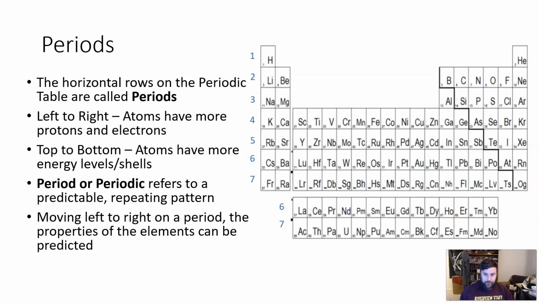So, if I'm starting at the top, going from row 1 down to row 7, what would you predict would happen to the size of the atom as you go from row 1 to row 6?